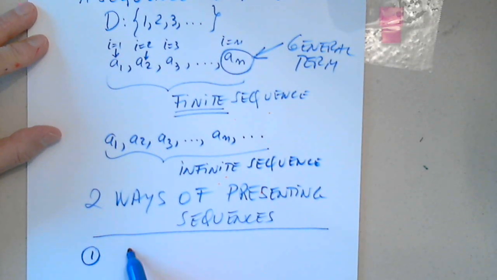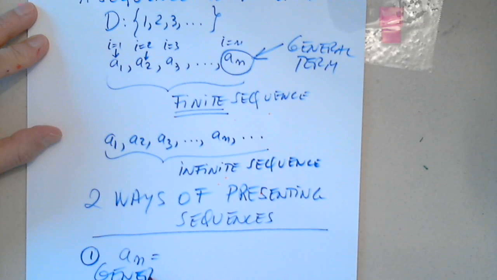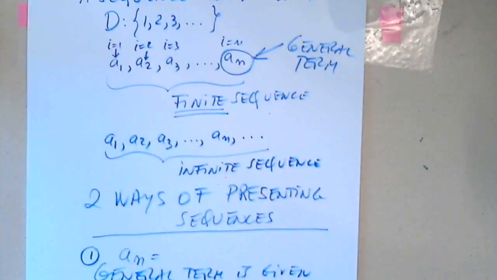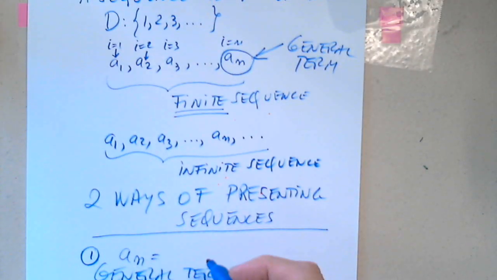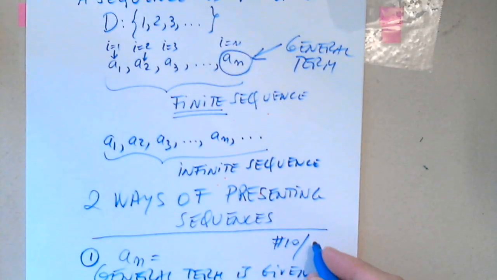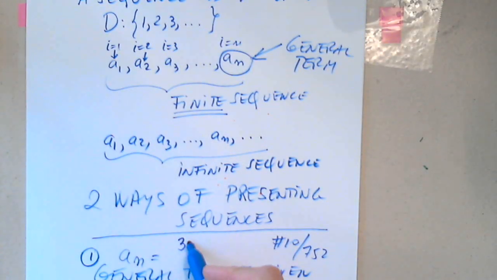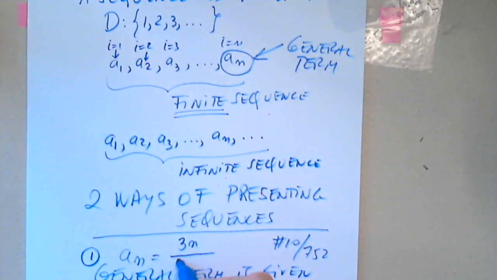Number 1, I'm given the general term. The general term is given. And I'm going to immediately copy a problem from your book. Number 10. And so this is 10 on page 752. And we're going to work with it in a minute. 3n over n plus 5.